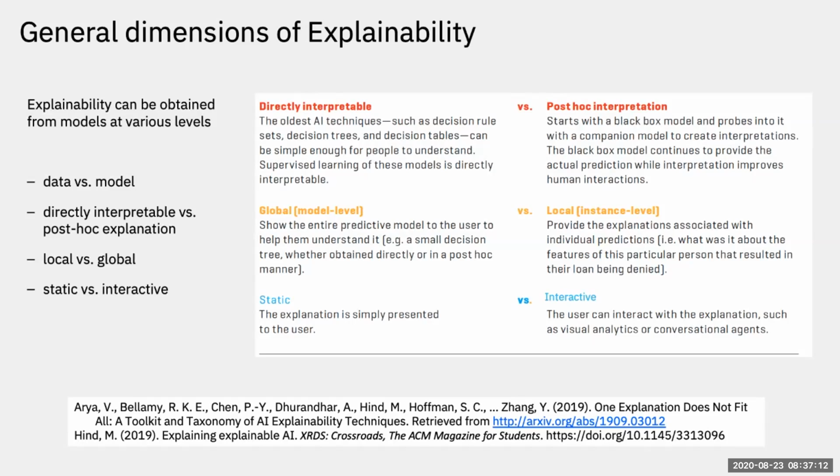Third is a dichotomy between local and global explanations. A local explanation is at the individual sample level, and a global explanation is an explanation for the entire model. And finally, we have static versus interactive. A static explanation is just printed out and presented to the user, whereas an interactive one lets the user go back and forth with the machine in some sort of visual or conversational manner.